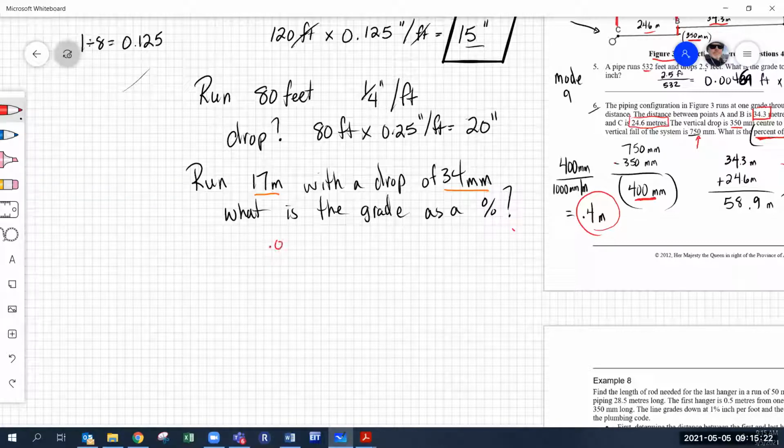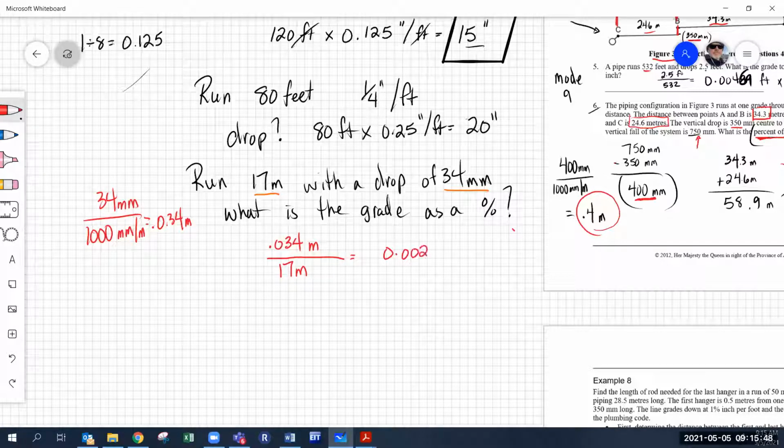So 0.034 meters. 34 millimeters divided by 1,000 millimeters per meter is equal to 0.034 meters. And now I can take that and divide it by 17 meters. And that comes out to 0.002. And if I multiply that by 100 to make it a percent, it's 0.2%.